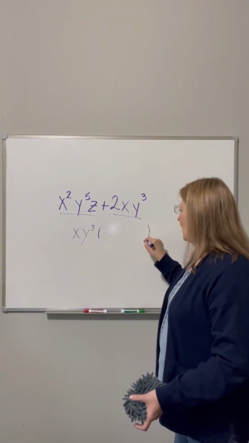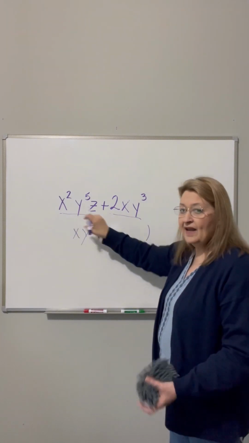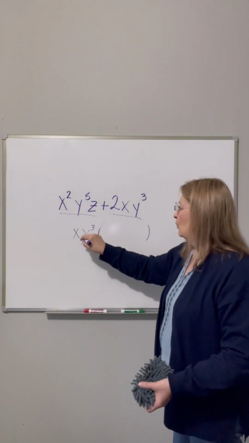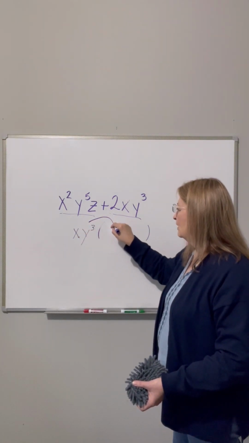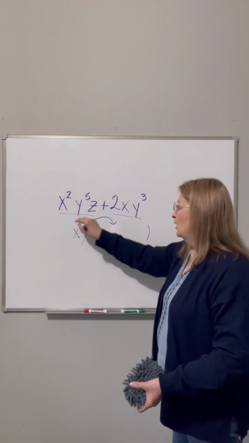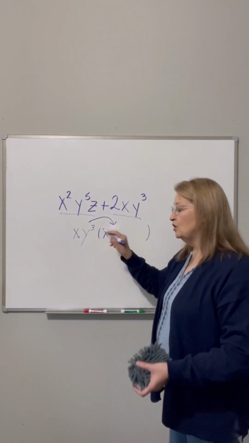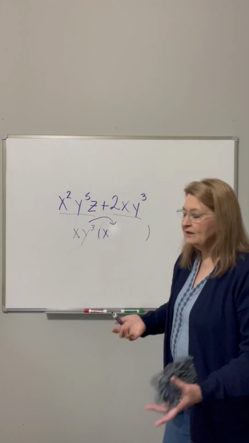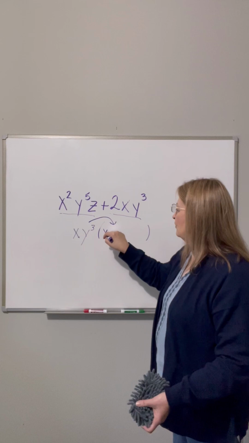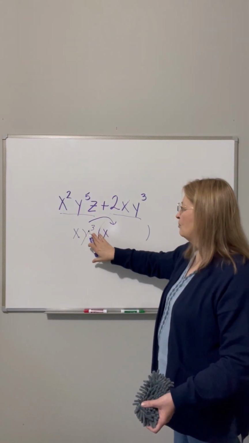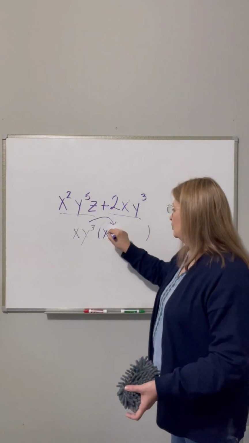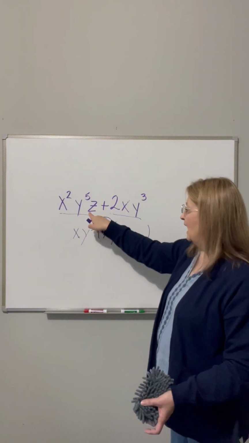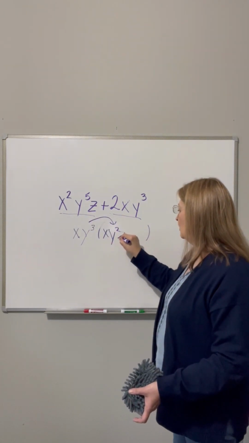Now I need to figure out what do I have when I pull this out of both, when I divide it out of both, because I'm unmultiplying. Well, what do you have to multiply xy to the 3rd by to get this? Well, I need another x, don't I? Remember, when you multiply, you add exponents. So when you're factoring, you're subtracting them. All right, what would you multiply y to the 3rd by to get y to the 5th back? You're going to need a y to the 2nd. And then I don't have a z, I need one, so I'm going to have one over here.